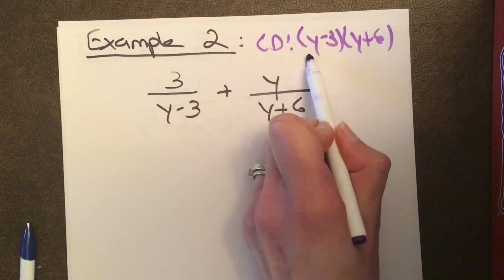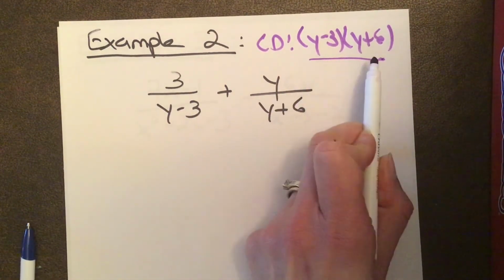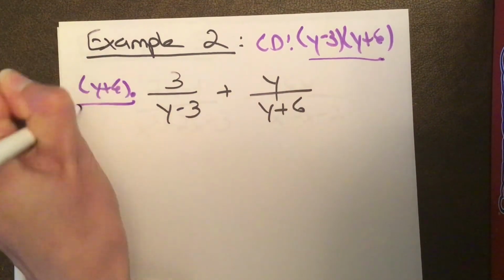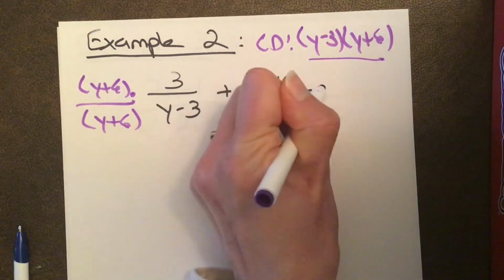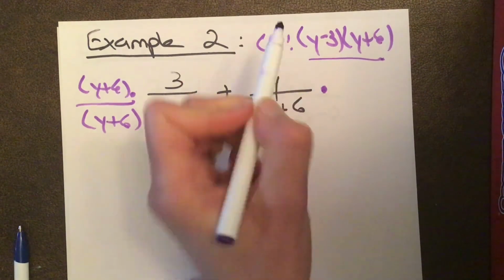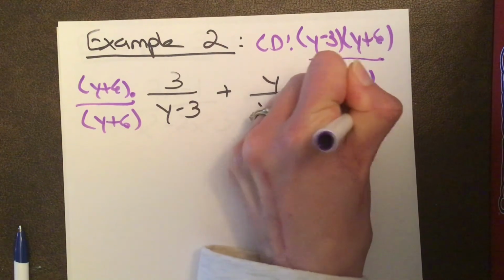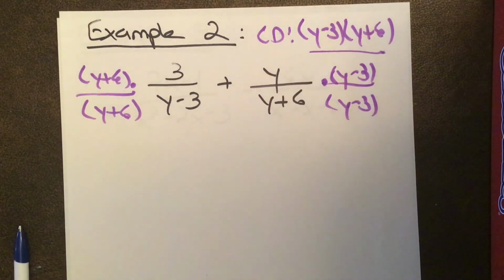So now I need to get both of my denominators to look like that. This one has y minus 3. It's missing y plus 6. So I'm going to multiply it by y plus 6 over y plus 6. And then this one has y plus 6. It's missing y minus 3. So I'm going to multiply it by y minus 3 over y minus 3. And then from there, I'm going to multiply.